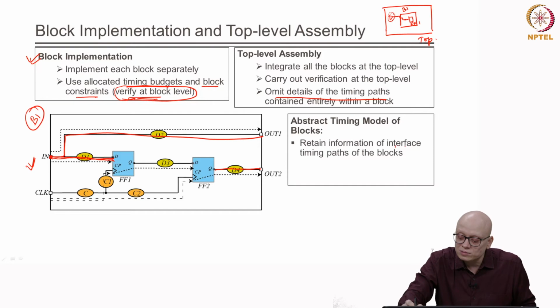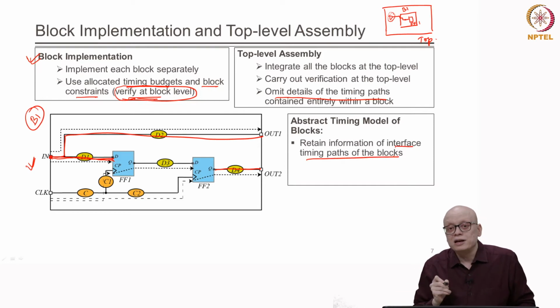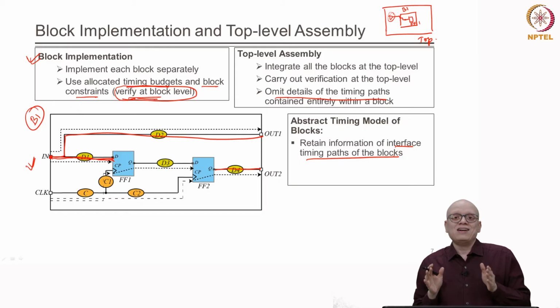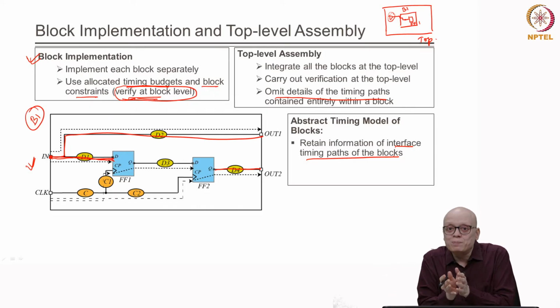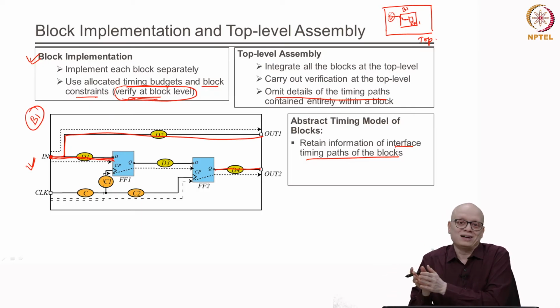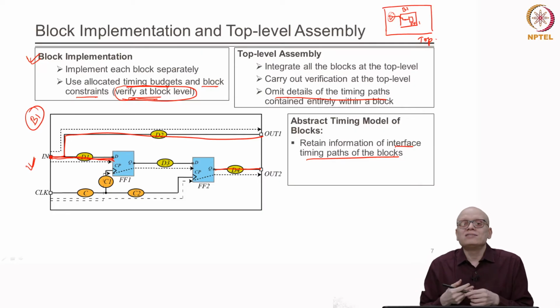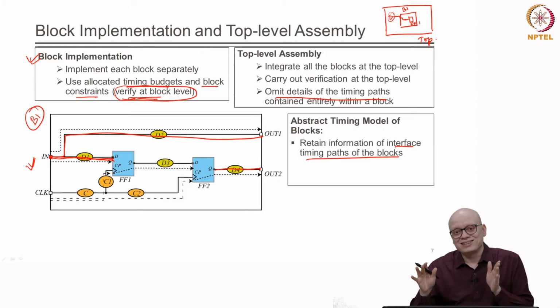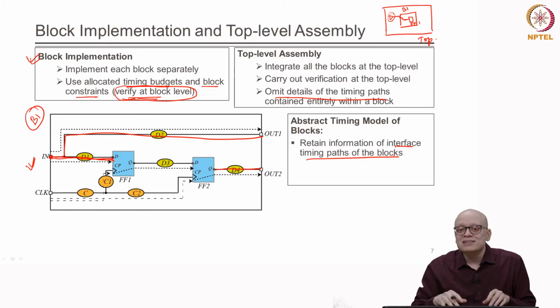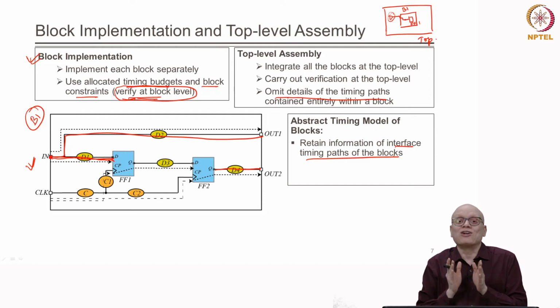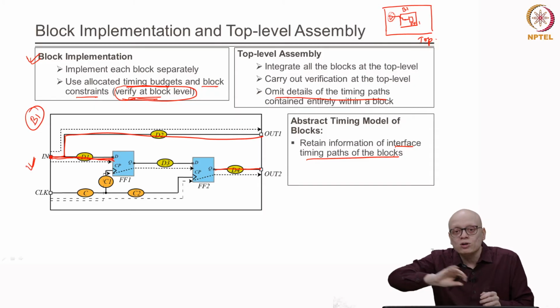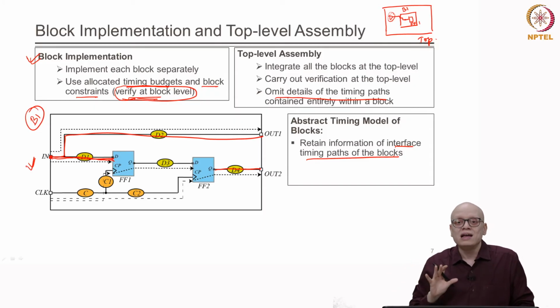So, we retain the information of the interface timing paths of the block level and we create an abstract model. What is an abstract model? In an abstract model, we get rid of all the internal paths, meaning flip flop to flip flop paths. In a typical design, there are lots of flip flop to flip flop paths, and therefore, if we get rid of those paths, the block becomes very small. We are creating an abstract view of the block, because it is a reduced form of the block. We have got rid of the information which is not required for verification at the top level.